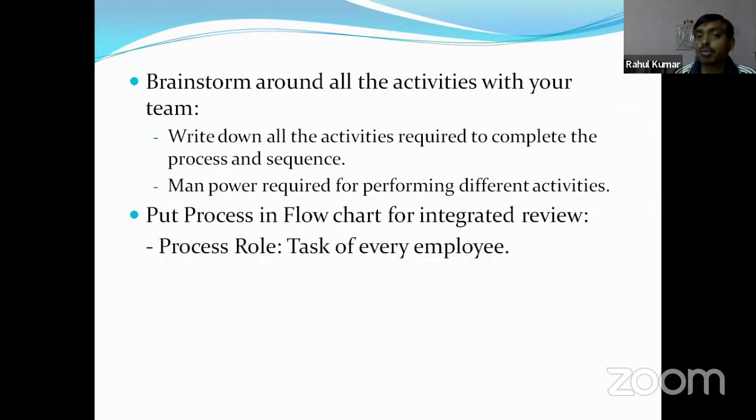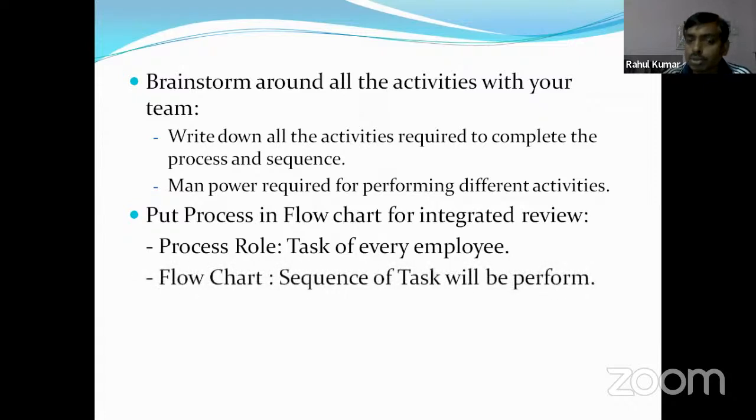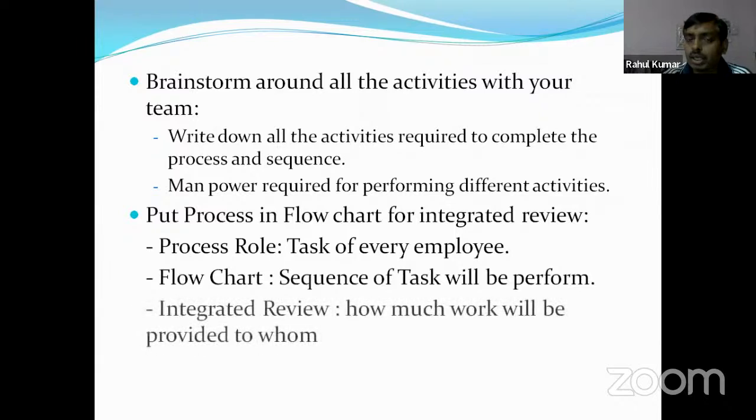Integrated review means process role, task of every employee. What is the role? What is your role in the process? That you have to define. Who is the person who has to be responsible for a certain kind of work, that you need to define. Flow chart, sequence of tasks that will be performed, and later on integrated review, how much work will be provided to whom.